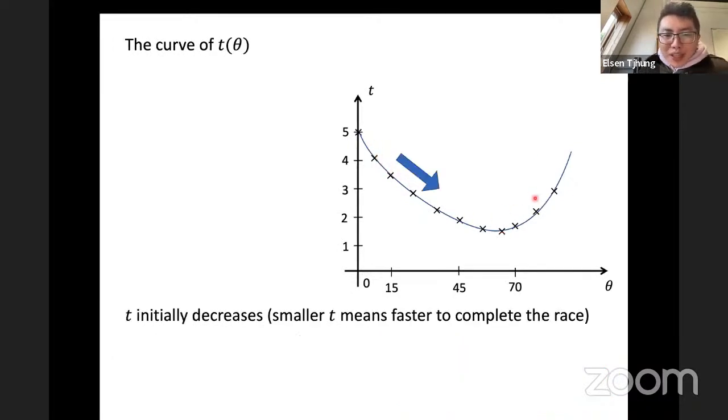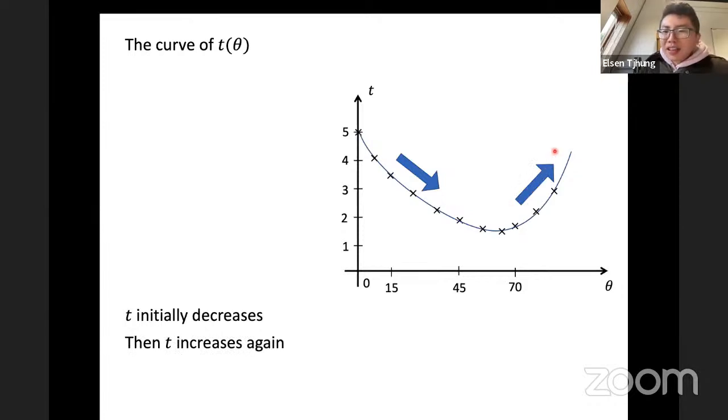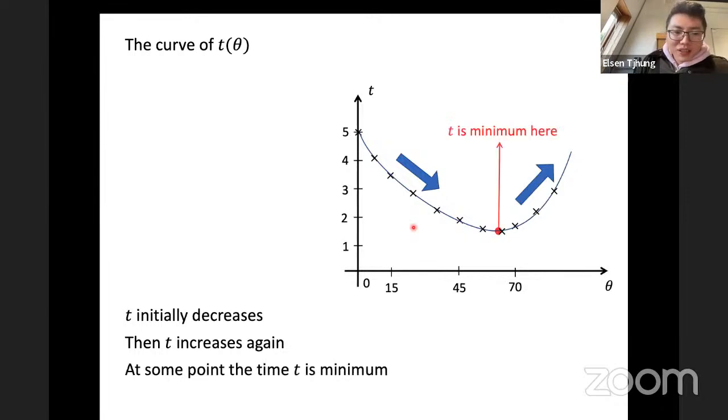Basically, as you can see from this curve, the time initially decreases. Smaller time T basically means that it's faster to complete the race. So as you can see from the curve, initially the time decreases and then increases again. So the time goes down and then goes up. So then at some point, there is a minimum around 65 degrees. Okay, well done.